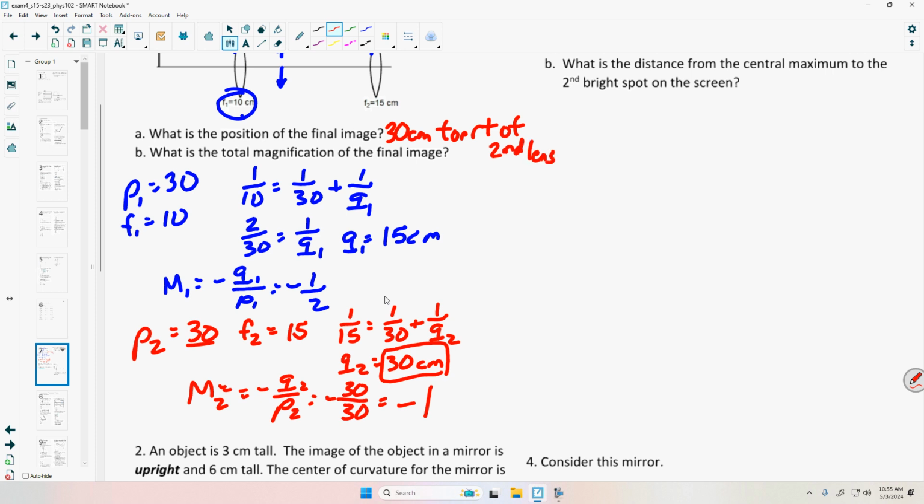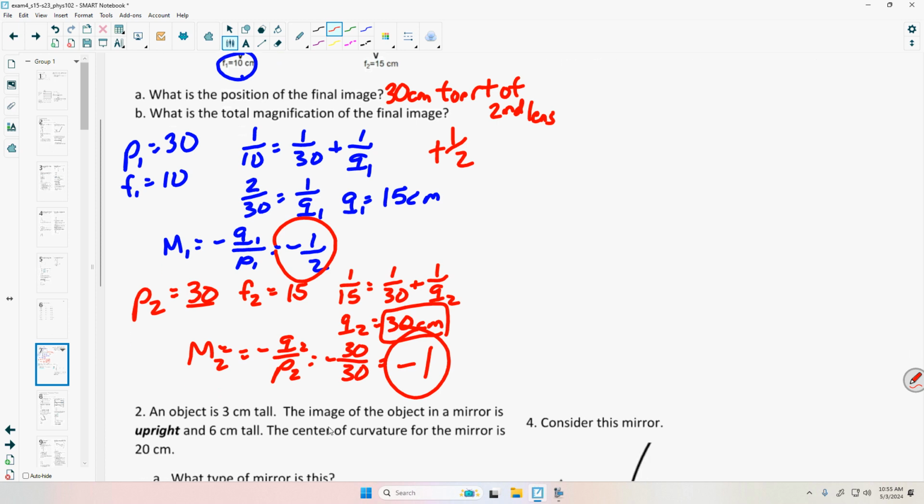And the total magnification is the product of these two numbers. So my total magnification is equal to positive 1/2. That's M1 times M2. So you have a 2-lens system. We've done those several times. No virtual objects, just real objects, and nothing like we did in the lab. It'll be more like this. Pretty straightforward. It's just two steps, really 2 1-lens systems.